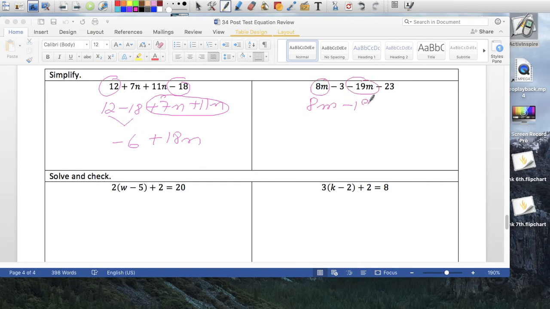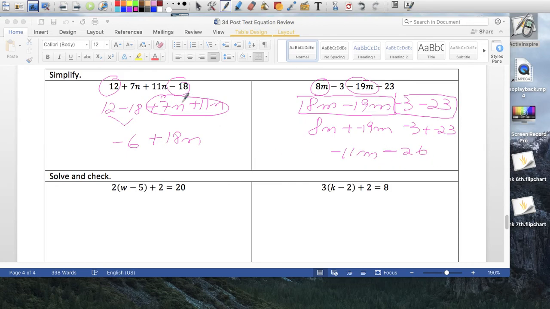Minus 19m, minus 3, minus 23. So these two and these two. This one becomes 8m plus negative 19m. And that becomes negative 11m. Negative 3 and negative 23 is negative 3 plus negative 23. They're friends, right? So it becomes negative 26. That's my final answer.